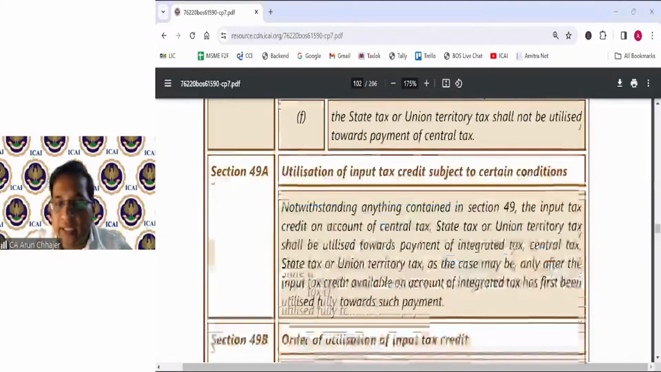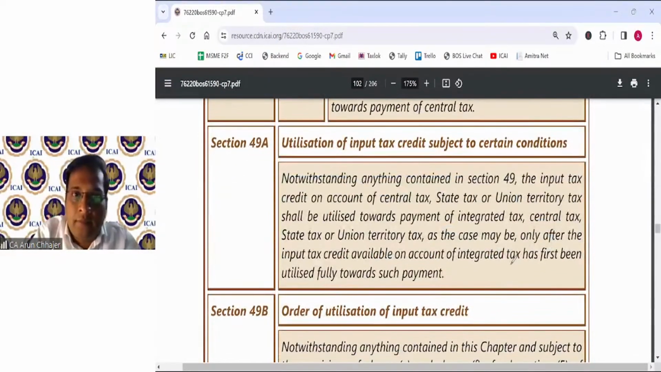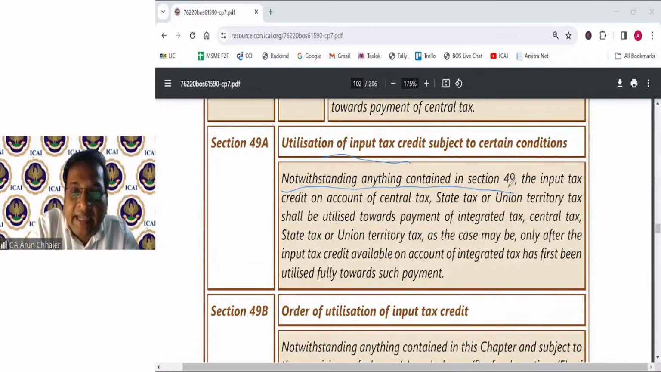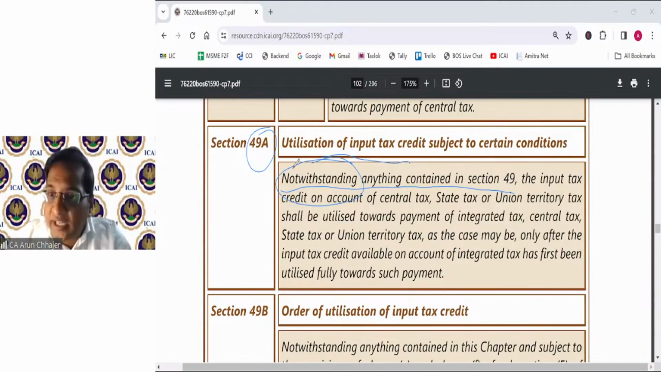Now section 49A. It says utilization of input tax credit subject to certain conditions. Okay. Notwithstanding anything contained in section 49. Now 49A is overriding section 49. 49A is basically made with a non-obstante clause. Non-obstante clause means it can override section 49.